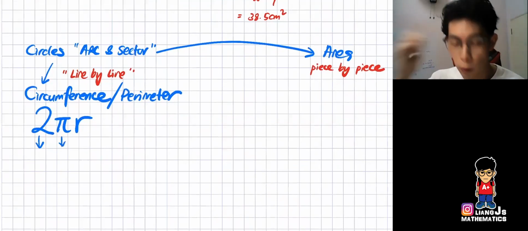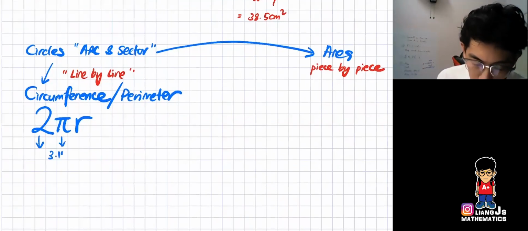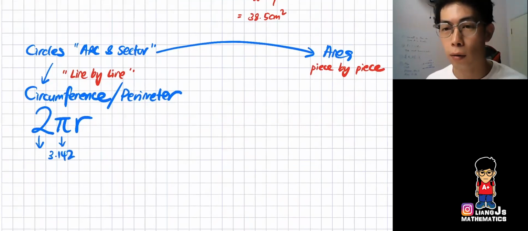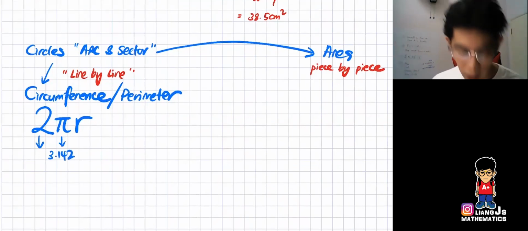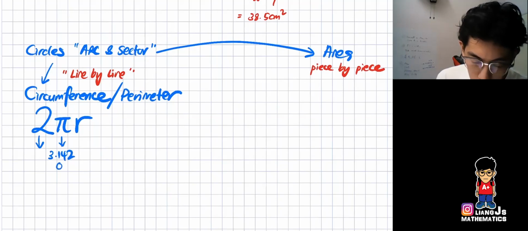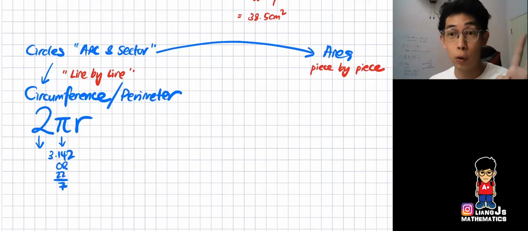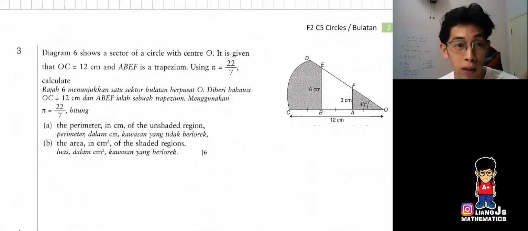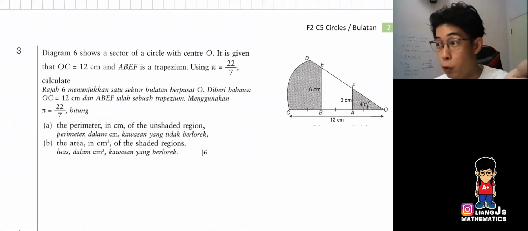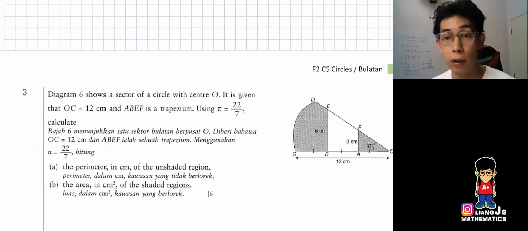You treat it as 3.142, but they will give it to you. In the question, they will provide it. So you will treat it as 3.142 or 22/7. Either one, they will give it to you like this. Look at this question over here, in front of you, you don't have to flip, just look at it. Can you see there's a pi there? That pi equals 22/7, they give it to you already.